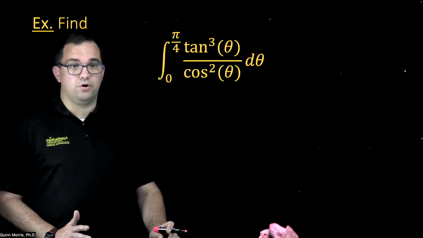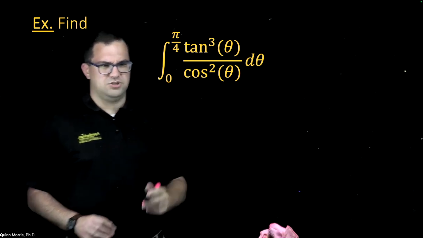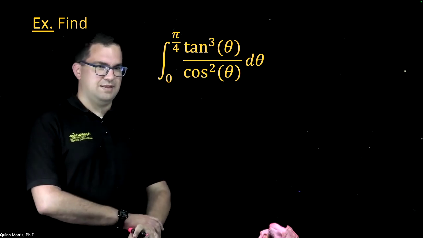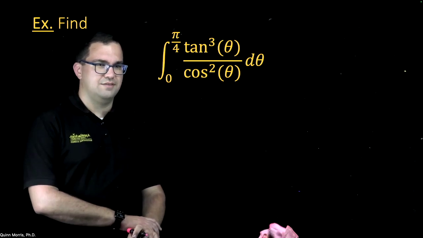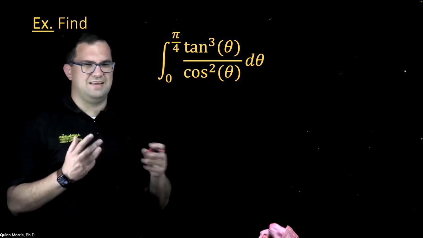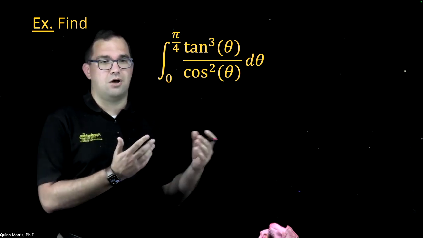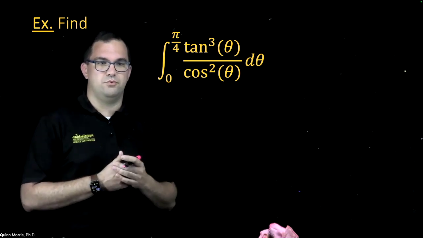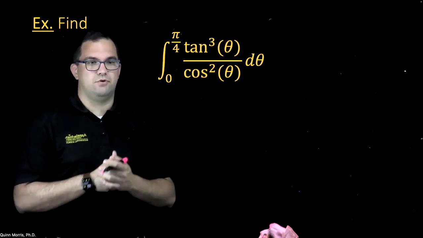That would work. But if I were to do that, well, tangent is sine over cosine. I'd end up with sine cubed of theta over cosine to the fifth of theta. I would then have to use some trig identities. It would just turn out to be very convoluted. Not a bad idea from a problem-solving strategy point of view, but in the actual context of this problem, that's going to be very difficult.